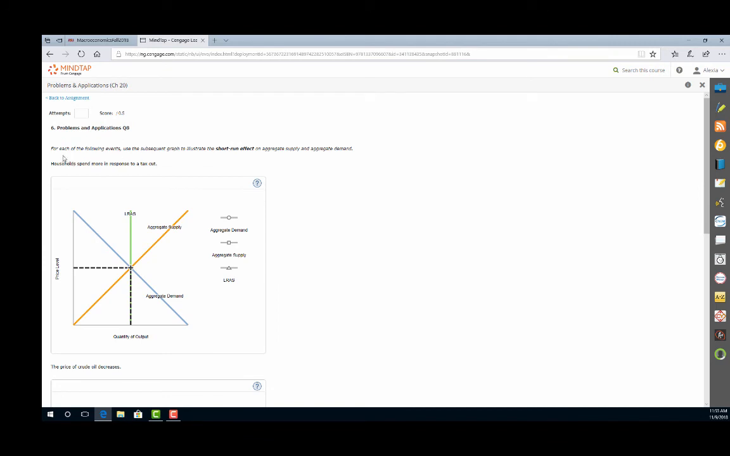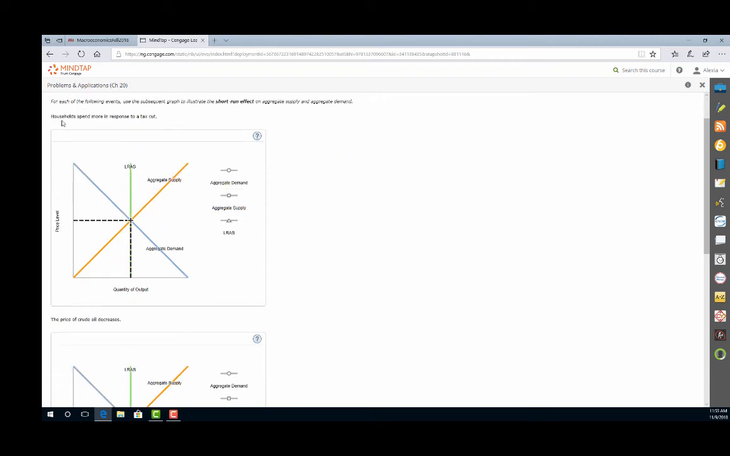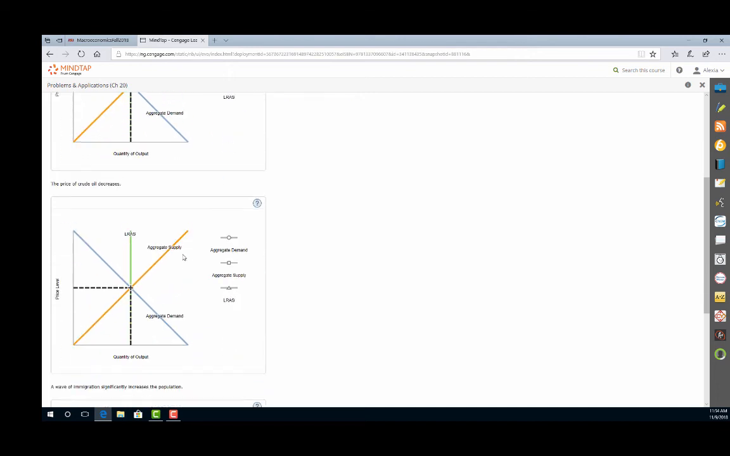Okay, so this question reads, for each of the following events, use the subsequent graph to illustrate the short-run effect on either aggregate supply and or aggregate demand. So the first one says, so it's just one, we'll just do one thing at a time. So households spend more in response to a tax cut. So what you want to ask yourself is, number 1, this is spending. So spending is going to be something to do with demand. So that's the first thing you got to figure out, is what they're saying to do with aggregate demand or aggregate supply, short or long run. So if households decide to spend more because they get a tax cut, what's going to happen to aggregate demand? Okay, I think you can do that.